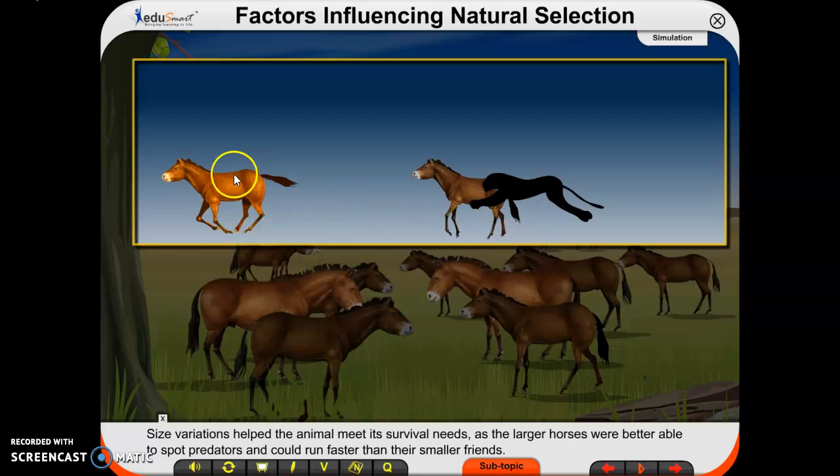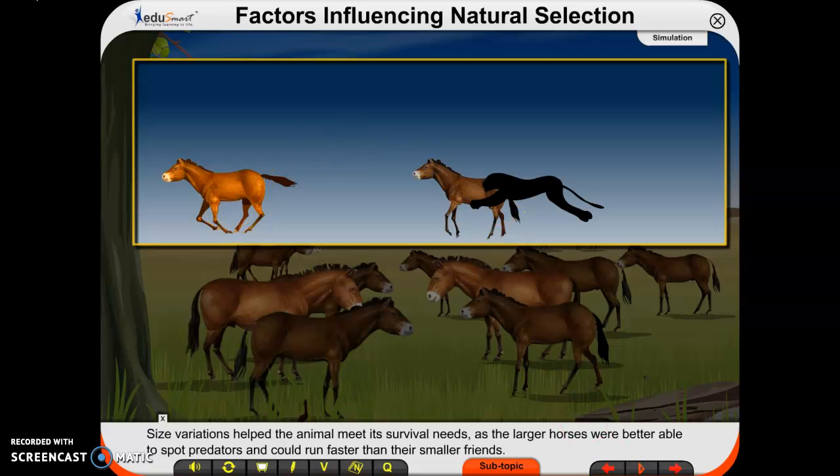But the taller, faster horse did. It got away, so therefore it was able to survive. And so it survived. It was able to grow old enough to mate and reproduce. And so therefore it passed on those genetic traits to its offspring. And so the little baby horses were born with those traits to be taller and to be faster.